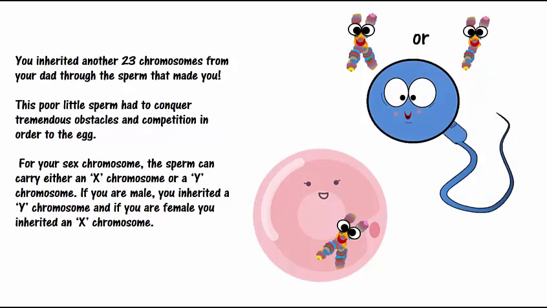You inherited another 23 chromosomes from your dad through the sperm that made you. This poor little sperm had to conquer tremendous obstacles and competition in order to get to the egg. For your sex chromosome, the sperm can carry either an X chromosome or a Y chromosome. If you are male, you inherited a Y chromosome. If you are female, you inherited an X chromosome from the sperm.